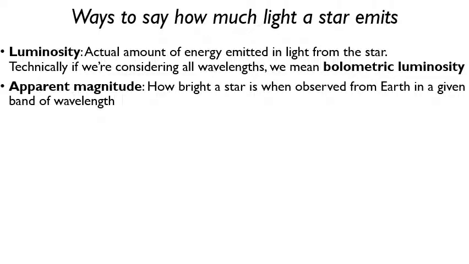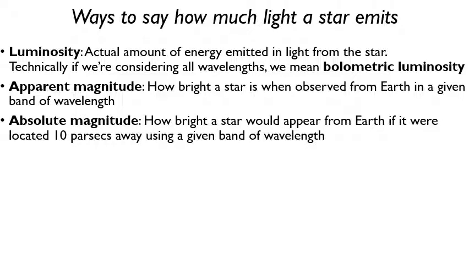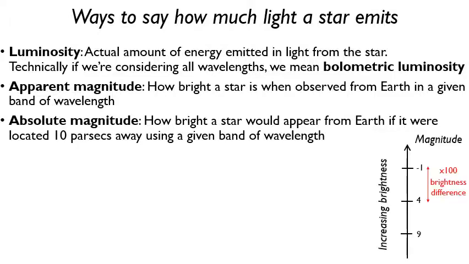What we measure is the apparent magnitude. This is how bright a star is when it's observed from the Earth and observed in a given band of wavelength, some wavelength range. We can then also consider the absolute magnitude. This is how bright the star would appear from Earth if it were located 10 parsecs away, again in a given band of wavelengths. So it's basically correcting the apparent magnitude for the distance.